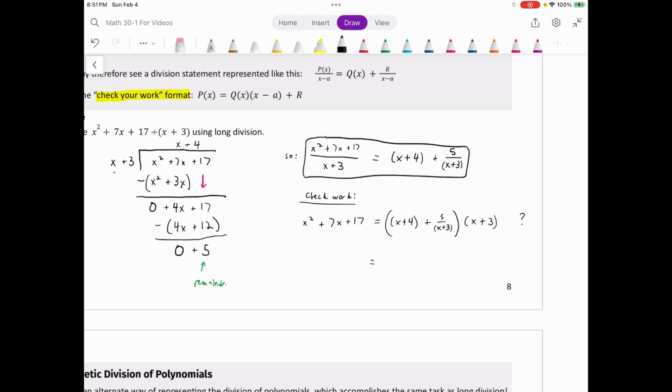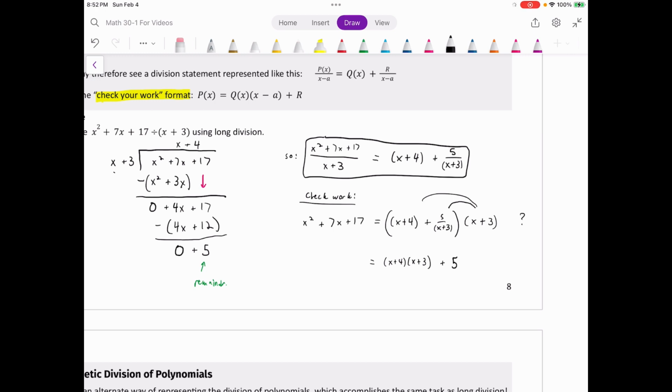Well, let's just multiply that x plus 3 in. So I'm going to have x plus 4 times x plus 3 plus, and then when I multiply this by x plus 3, what am I going to be left with? 5 divided by x plus 3 times x plus 3? Well, I'm dividing by x plus 3 and then multiplying by x plus 3. Those are just going to cancel each other out, right? X plus 3 over x plus 3 is just 1. So I just end up with 5.